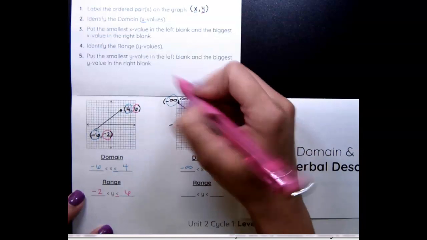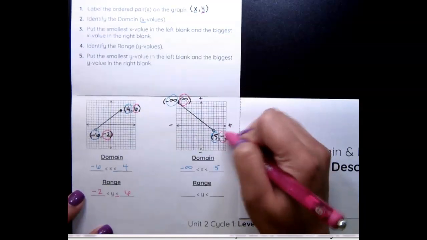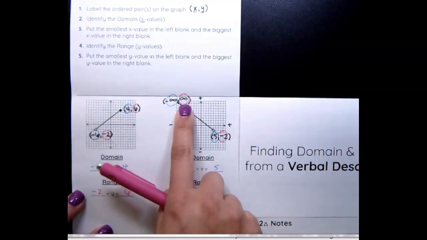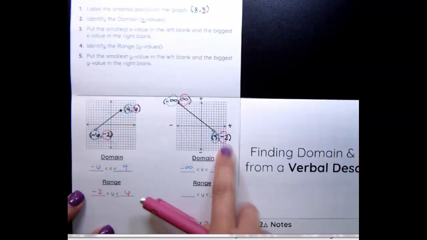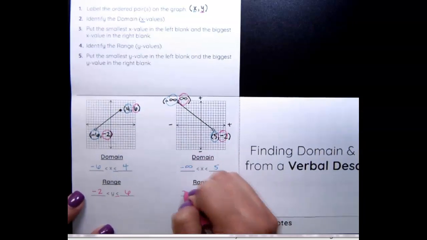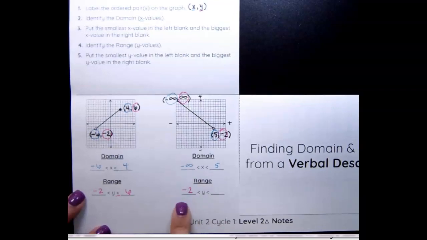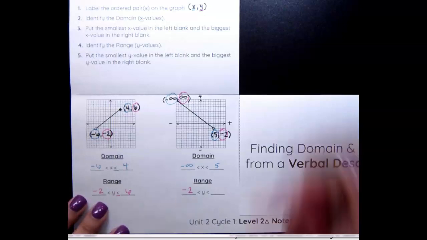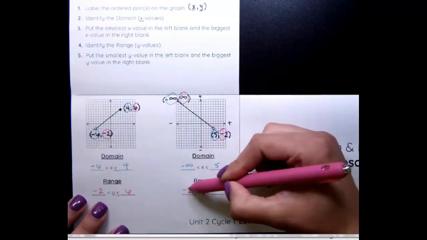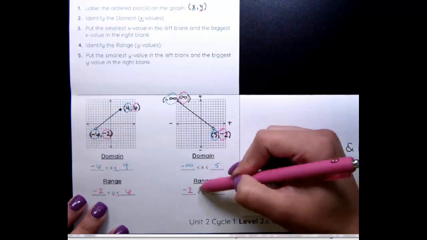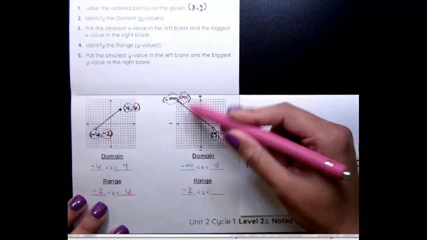So then I move on to my y values, which is the range. Well, I have positive infinity and negative 2. A negative is always smaller than a positive, but the left blank doesn't have to be a negative. I could have two positives. I just have to make sure the smaller one is on the left. Negative 2 has an open circle, so this inequality stays the same.